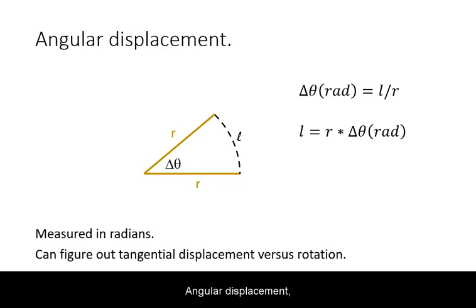Angular displacement measured in radians is equal to L divided by the radius.